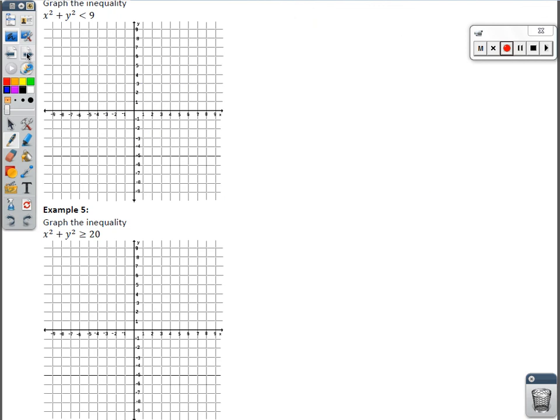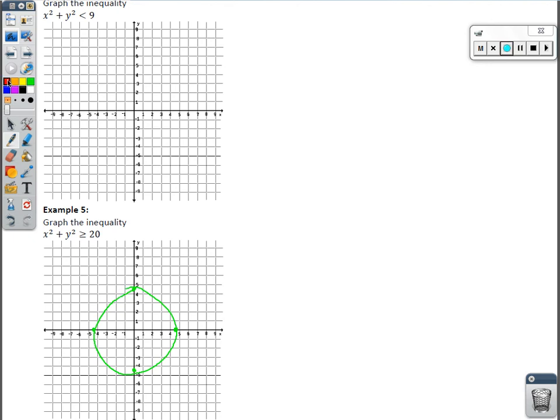Example 5. X squared plus y squared is greater than or equal to 20. So first, you may think, oh, 20, that means it's going to be off the graph. But remember, 20 is not the radius. It's the square root of 20 that's the radius, which is approximately 4.5. So let's put some points at a distance of 4.5 from the center. And in this case, it's greater than or equal to, so it's going to be a solid line.